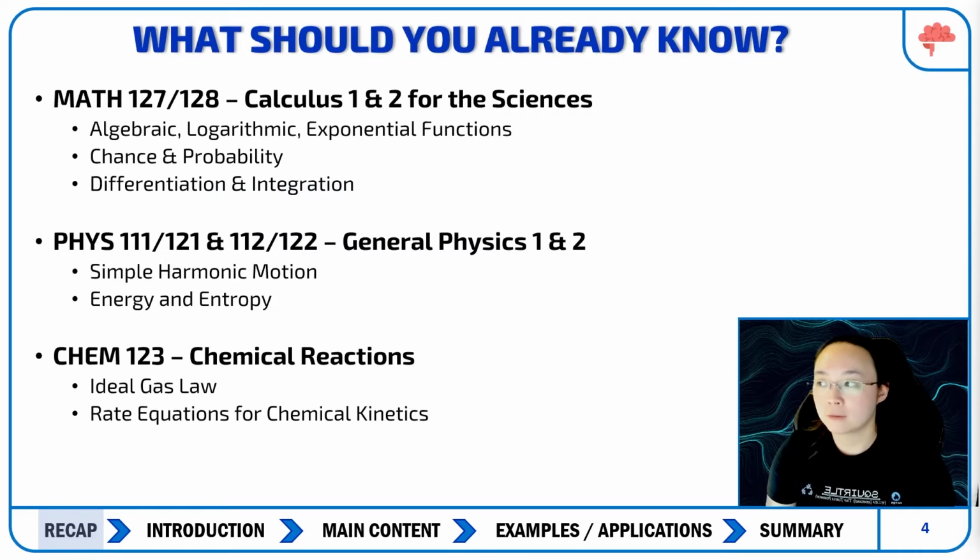So in terms of Math 127 and 128, that's the calculus that is highly recommended for this course because we are going to talk about algebraic, logarithmic, and exponential functions as part of the models that we create to model our different macromolecules. Definitely know some statistics for chance and probability when we're discussing that, as well as know some differentiation and integration for when we do have to present mathematical models.